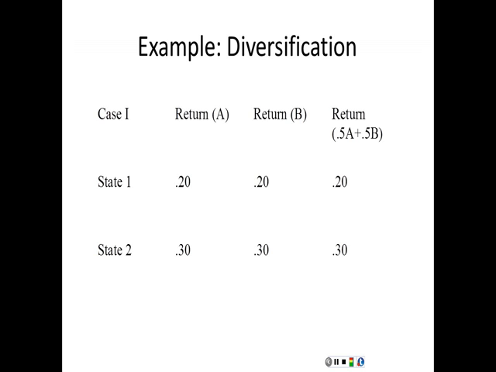Notice the second case. In case two, when A gets 20, B gets 30. When A gets 30, B gets 20. So they're not doing the same things. When one's down, the other's up. When one's up, the other's down. Now they still get the same average return of 25%, but notice in state one they make 25%. In state two they make 25%. So there's much less volatility. And we get that because the two stocks don't do the same thing. And that's a key thing to remember.